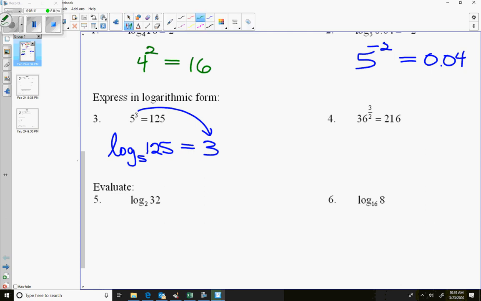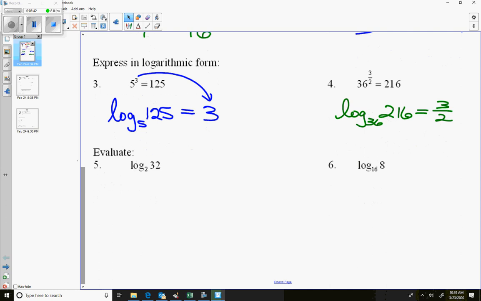Next, number 4. Log base 36 of 216 equals 3/2. And again, note, the log, 216, and equals 3/2 all should be at the same level. The 36 is your base, it's a subscript. Alright, now that's manipulating.